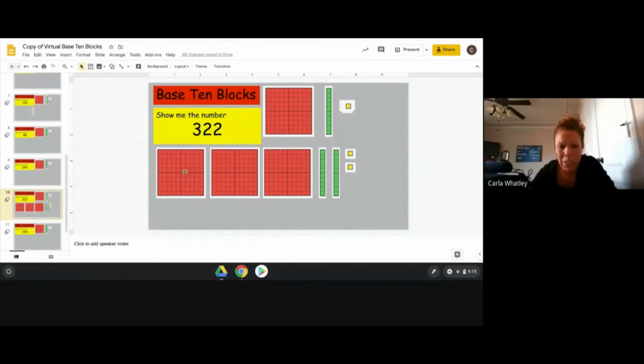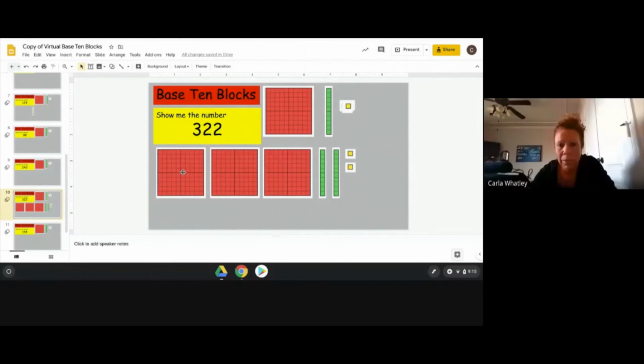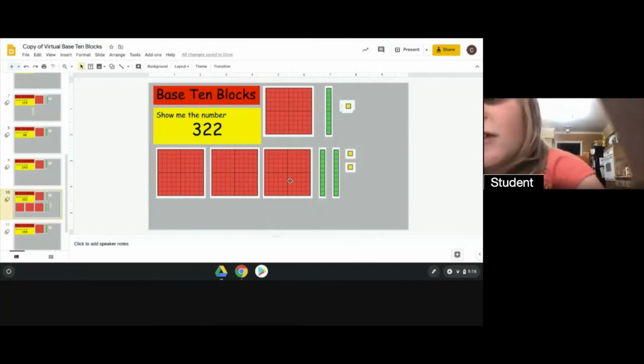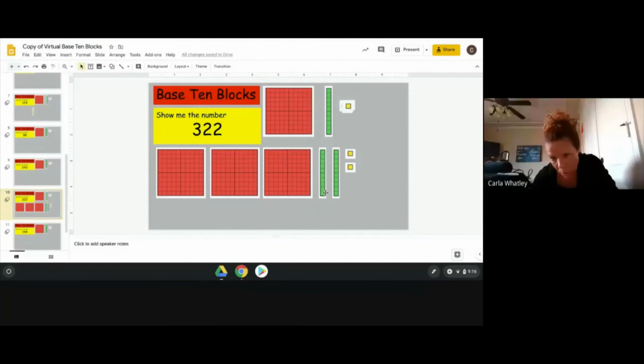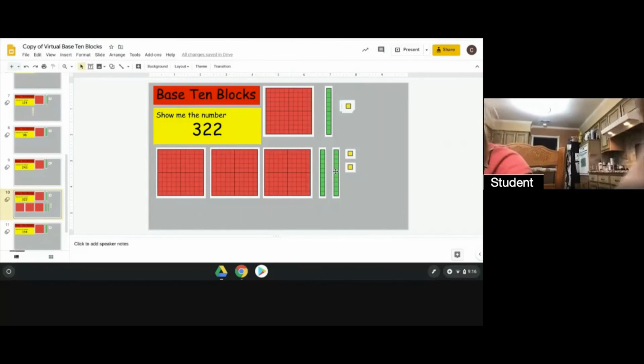What's this? I can zoom in and out. Oh, cool. That helps you. That's why iPad is great for you to do this on. So what's this? This makes what? Yeah. So count it. 100, 200, 300. No, but 300. 10, 20, 21, 22. There you go.